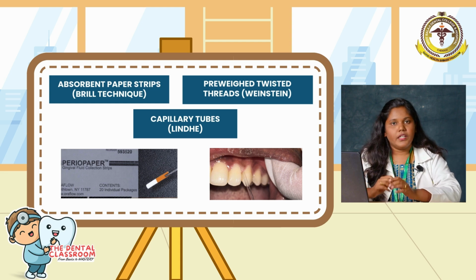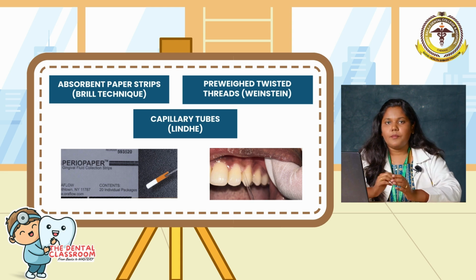In the case of pre-weighed twisted threads, you have to pre-weigh the threads, and then these threads are kept around the sulcus of the teeth, waiting for the GCF to get collected in the threads. After collection, these threads are weighed again, and the difference in weight gives you the amount of GCF collected.